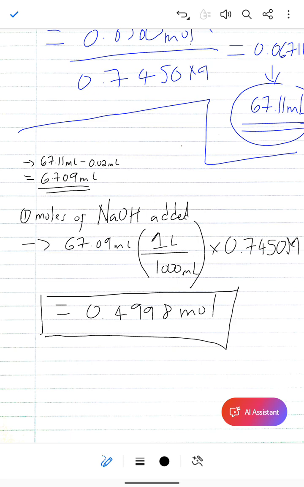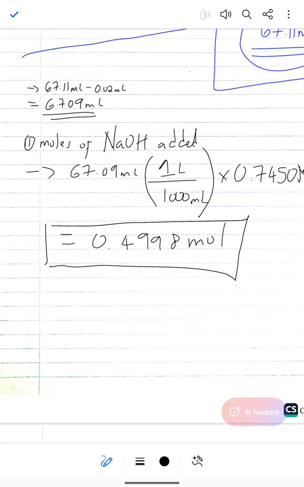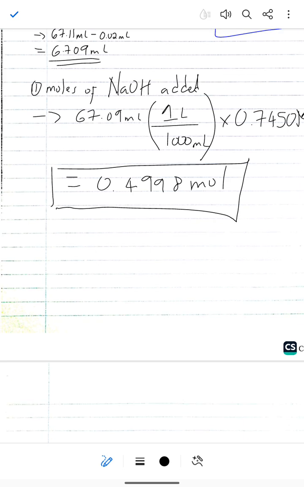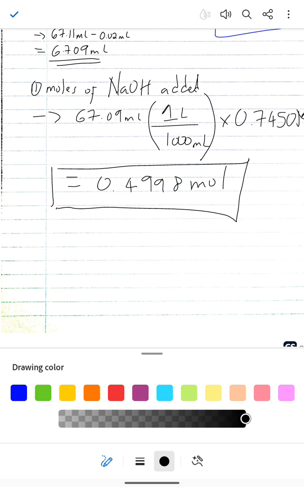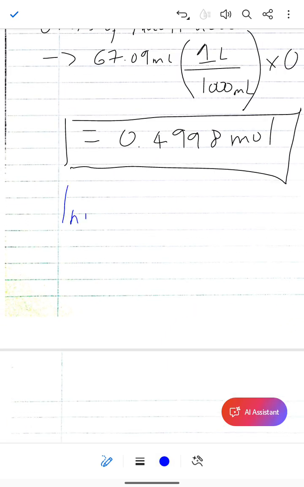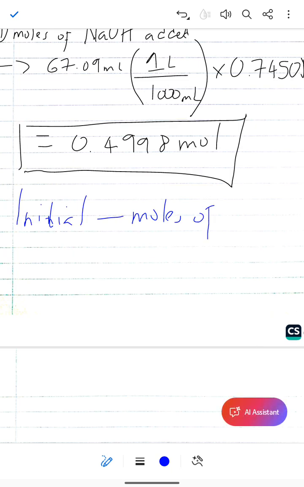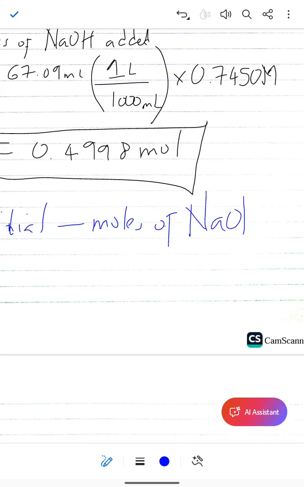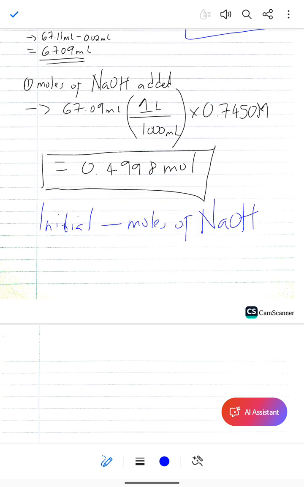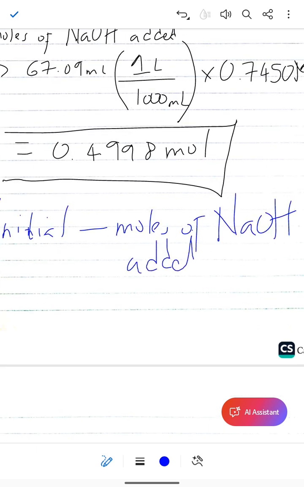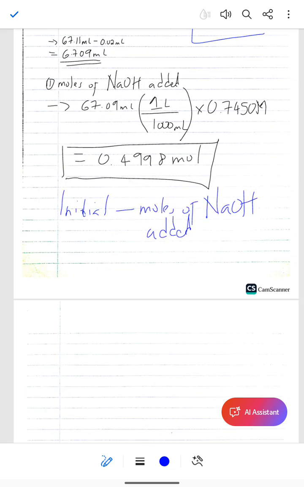So now we need to find the moles of HCl remaining after the reaction with sodium hydroxide. Now, how can we find that? You can find the moles of HCl remaining after the reaction with sodium hydroxide by simply subtracting the initial moles of sodium hydroxide added, right? So what was the initial moles?